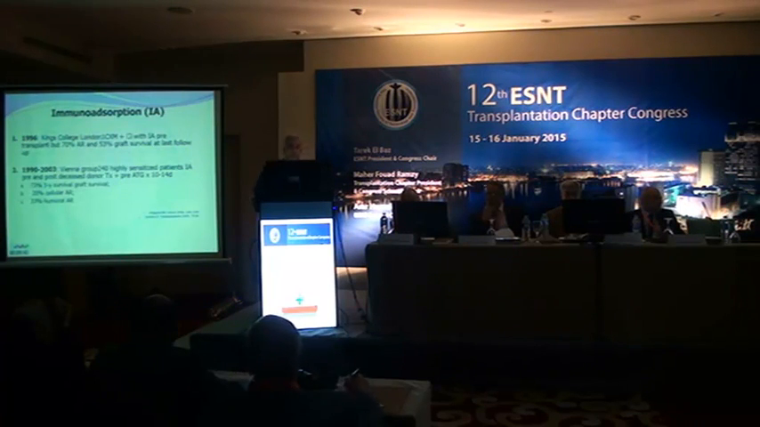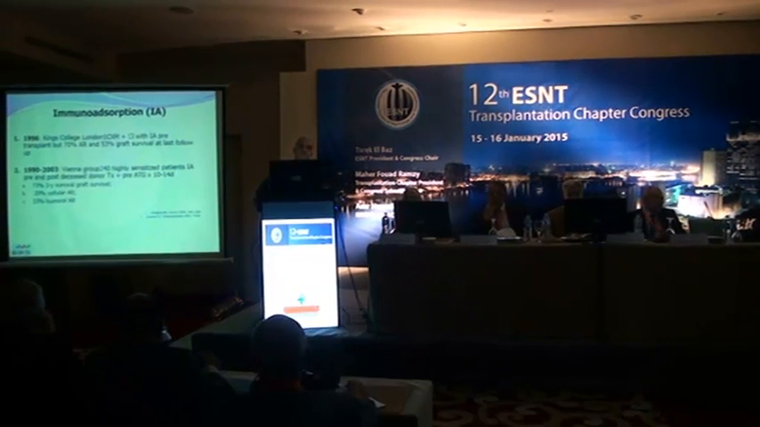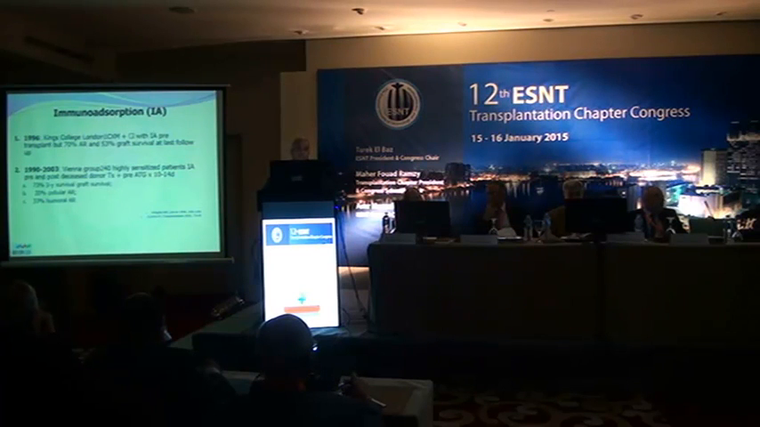A study that was performed in 1996 at King's College in London did immunoabsorption transplant, but 70% had acute rejection and 53% graft survival at the last follow-up, about 4 years. From 1990 to 2003, the Vienna group had a 73% survival rate, with 20% cellular acute rejection and 33% humoral rejection. Even when you desensitize your patient, you are not preventing the rejection from happening, but at least you will be able to transplant.